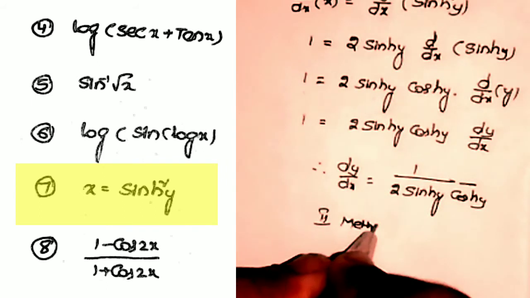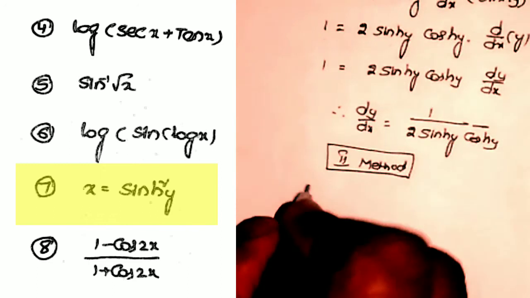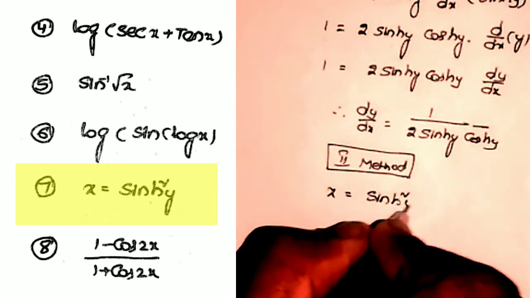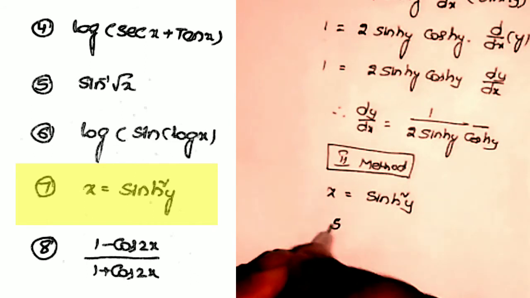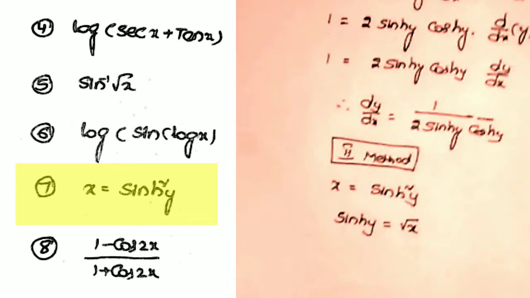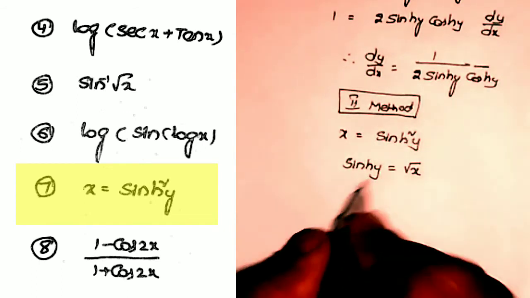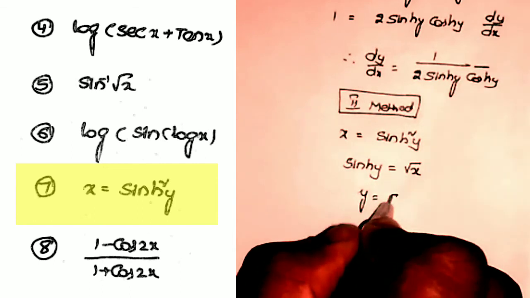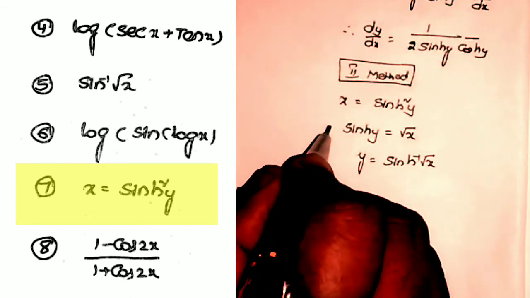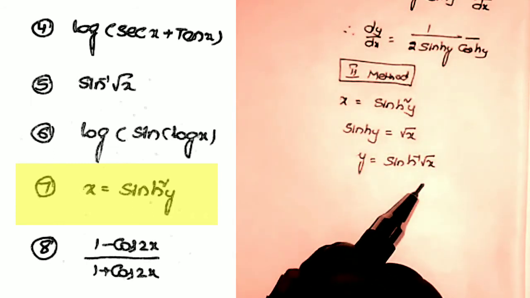In the second method, first of all we have to form the y value and then do the derivative. So first writing the given equation here, x is equal to sinh square y. Then what is sinh y value? That is equal to root x. Sinh square y is equal to x, then sinh y is equal to root x. Then what is y value? Sinh inverse of root x. Writing the sinh function to this side, then we get y is equal to sinh inverse root x.